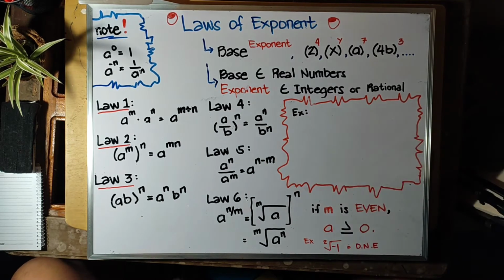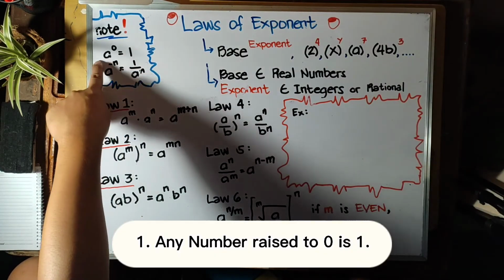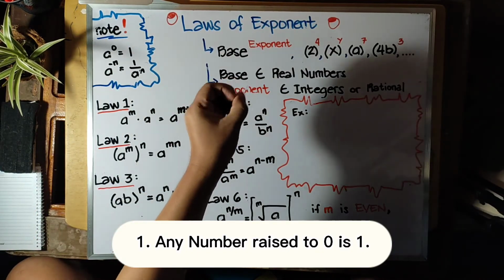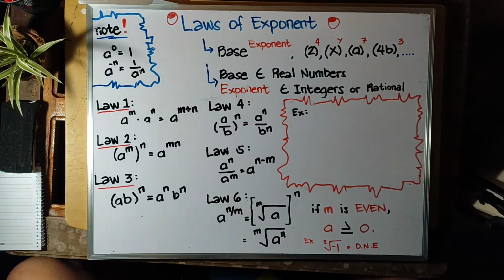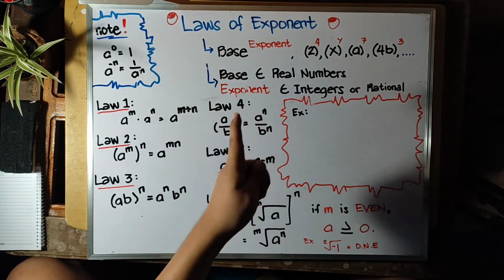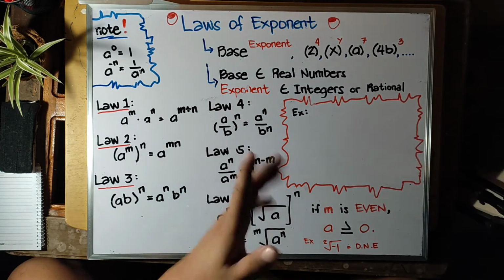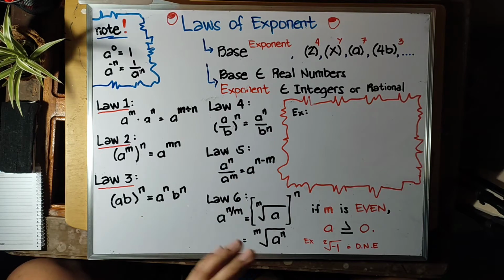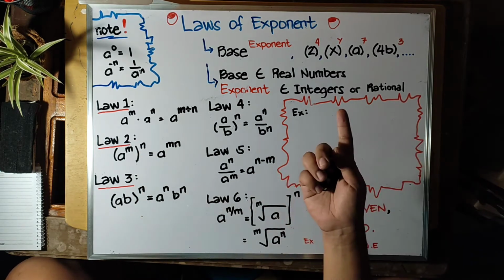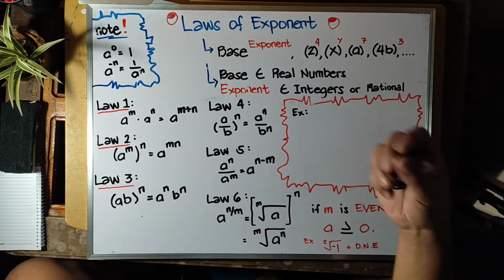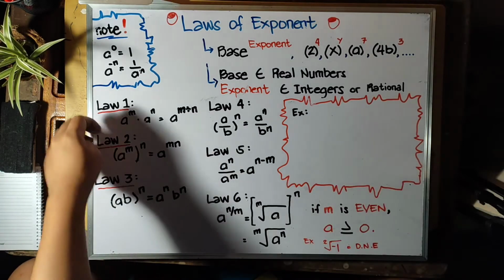Okay? Now, take note. Any number raised to 0 will always be 1. Say for example, 5 raised to 0 is 1. 4 raised to 0, 1 pa rin yan. Any variable or indeterminate, x raised to 0 is 1. Y raised to 0 is 1. Take note of that.